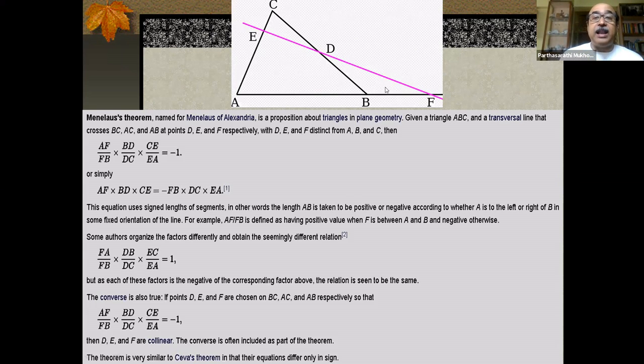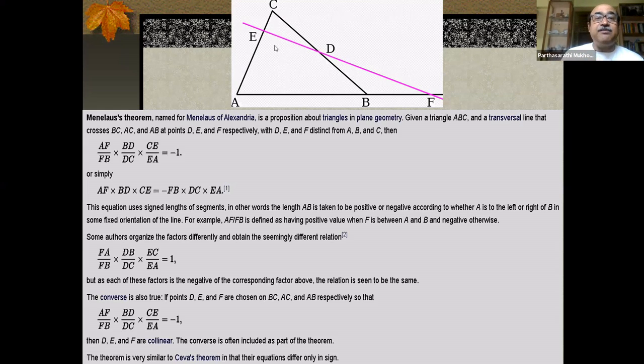If F lies between A and B, then AF and FB are of the same sign. But here, if A is to the left of F, or equivalently F is to the right of A, and you consider AF positive, then FB has to be considered negative. That's it, so it can be proved. The proof is there in the standard text, or you can go to the internet, Menelaus theorem, your proof is there. I require only the result, so I'll just use that, okay?